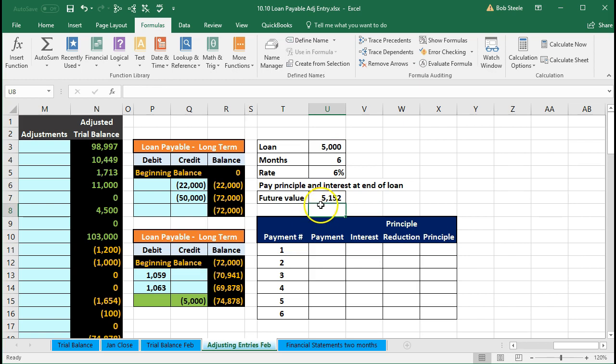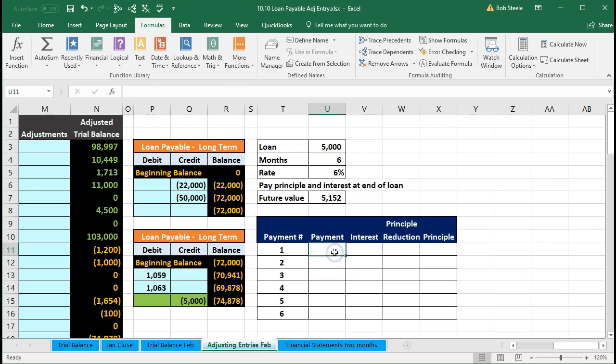So what we're saying here is this type of loan, we're going to say that we borrowed 5,000 to purchase this equipment, I believe it was for, and we're just going to pay back 5,152 at the end of the time period. Let's see that one more time in terms of the table and see how this will work. And we're first going to generate our table.